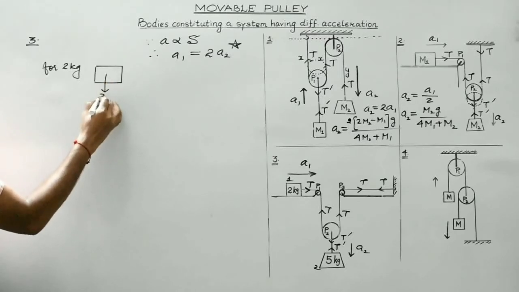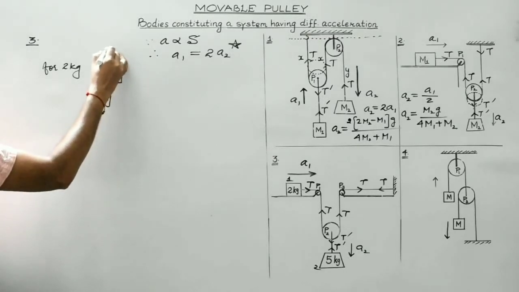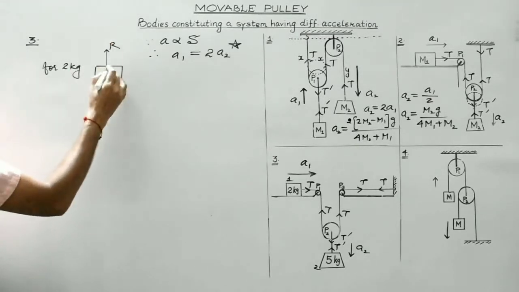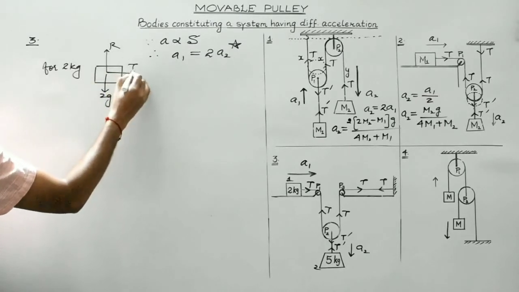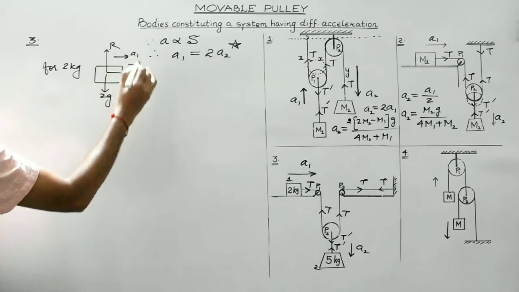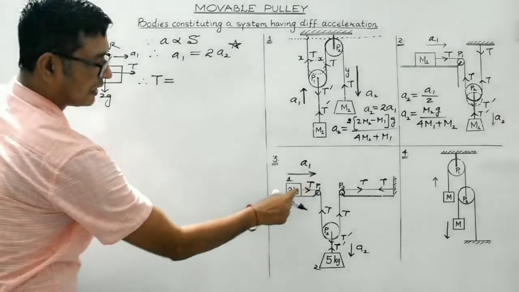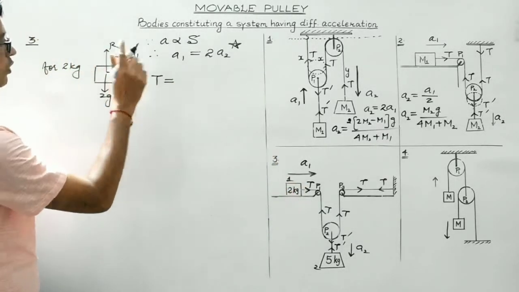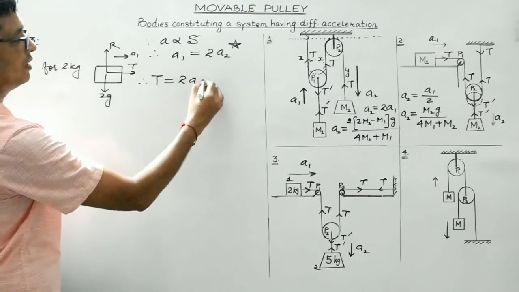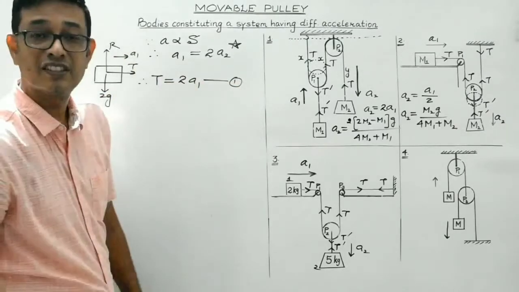Its weight will be 2g in the downward direction, and this will be the reaction. These two will balance each other. The net force acting is T, and its acceleration is along this direction. Therefore, T, the net force acting over here, would be equal to mass into acceleration, twice A1. Right, students? Okay.